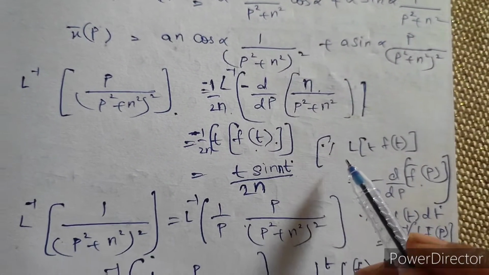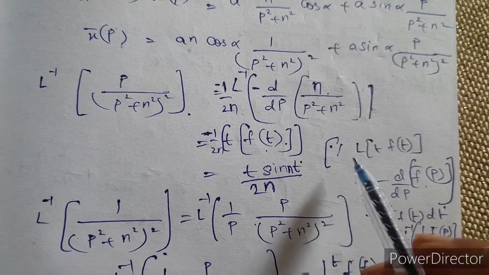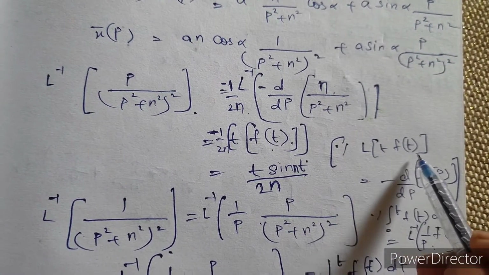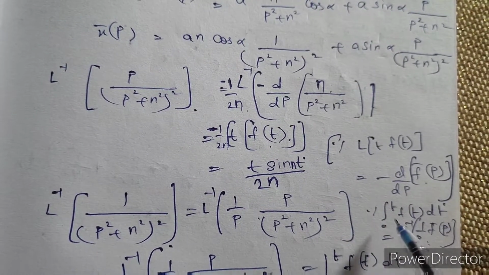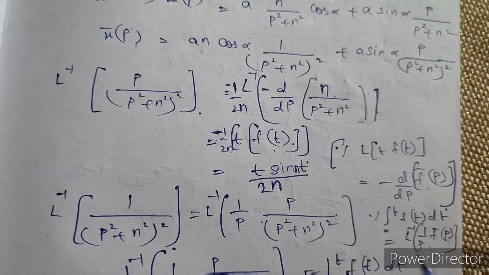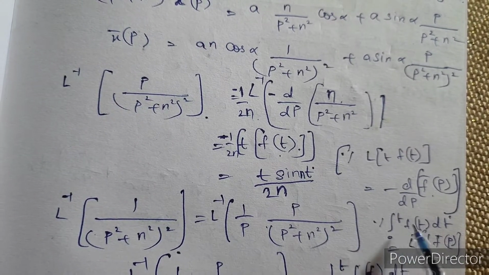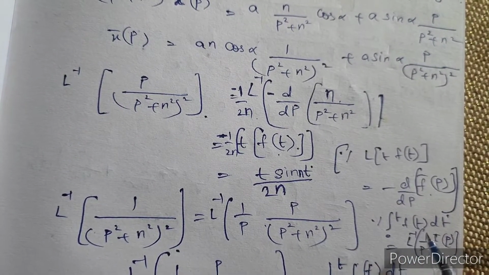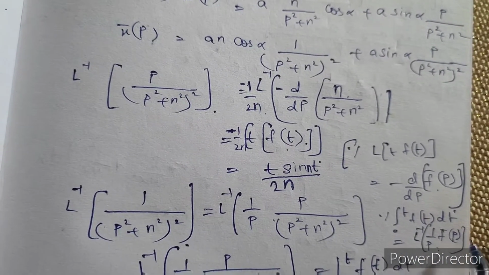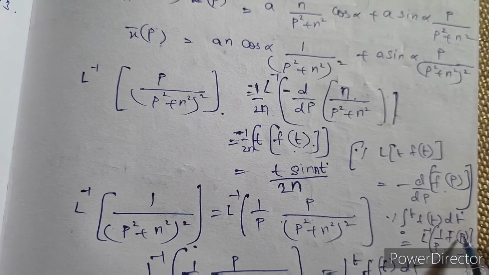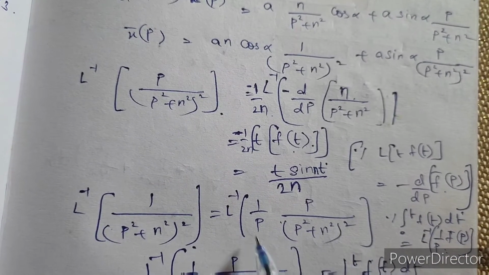So here we have given the reason. Since the Laplace transform of t into f of t is equal to minus d by dp of f bar of p, therefore, since the integral over 0 to t of f of t dt is equal to the Laplace inverse of 1 by p into f bar of p. So this is the reason for the second one.